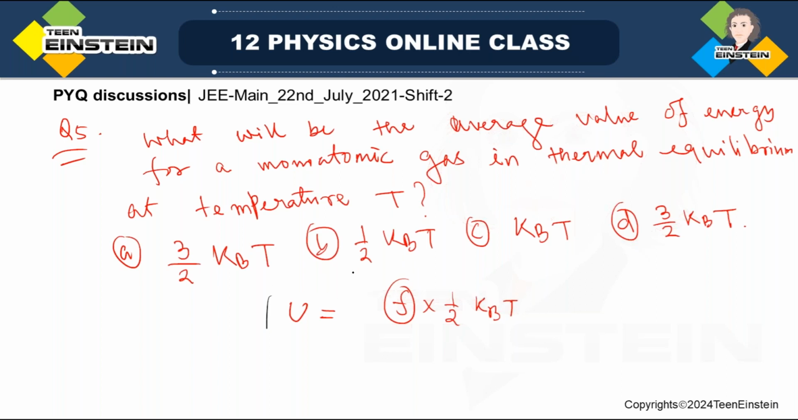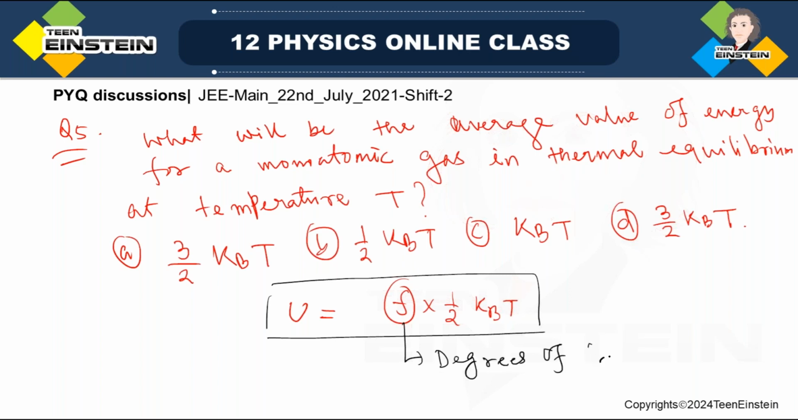That is F into half kBT. What is F? F is degrees of freedom. Okay, so F is degrees of freedom and half kBT is the energy associated with each degree of freedom. And this will give you the total average energy of the gas.